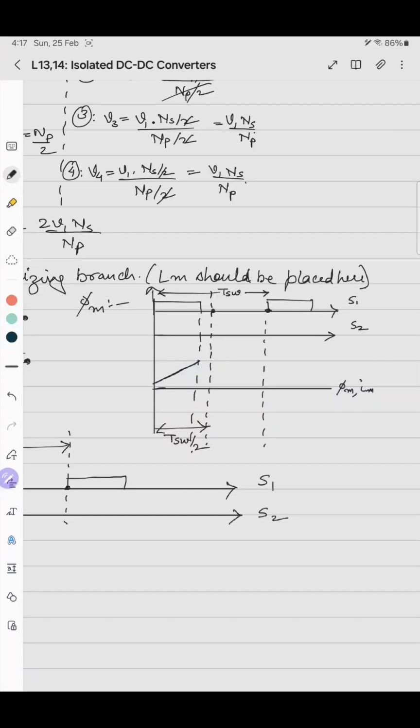Then say that till this time S2 is not switched on. If we switch S2 in such a way that the overall waveform is symmetric across positive and negative edge, because that is our ultimate aim, then the requirement for that is that S2 should be turned on after half switching cycle only.